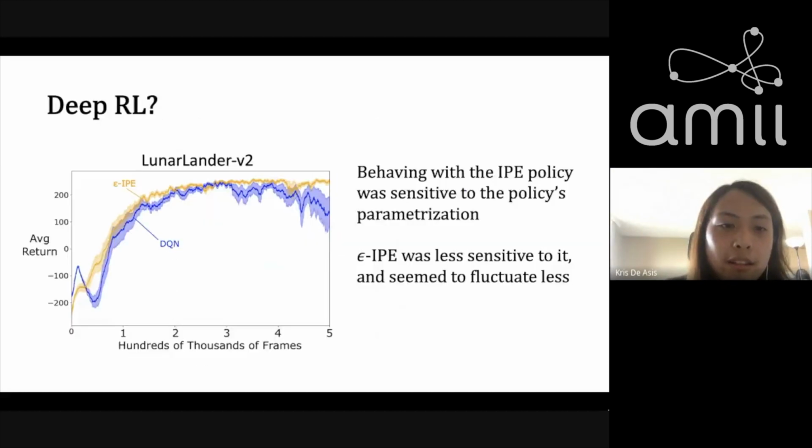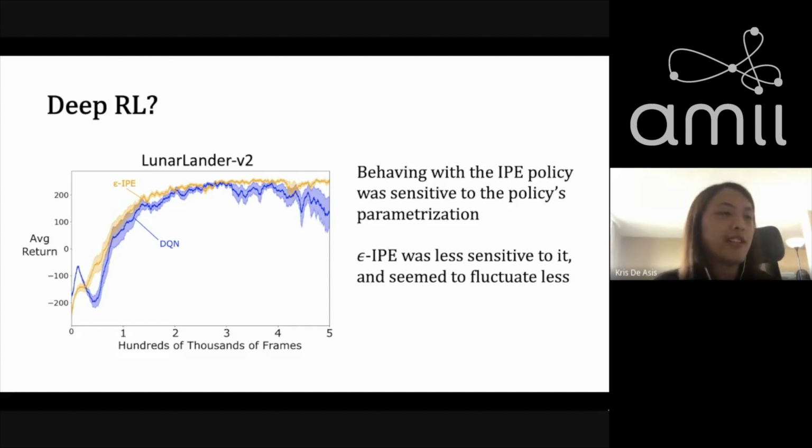And yeah, so all of those were in this two-state switch state MDP, or this tabular environment, but a lot of people care about deep RL, so we ended up trying this on Lunar Lander. And generally, we found that if you were to behave under the IP policy, it ended up being very sensitive to the parameterization of the policy. So we didn't end up fiddling with it too much, and we instead tried epsilon IP on top of DQN.